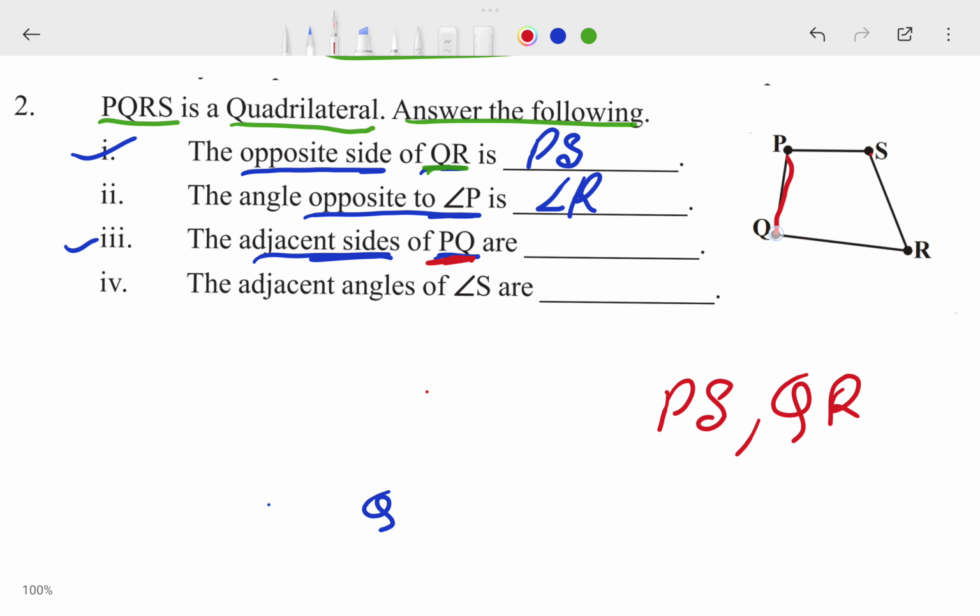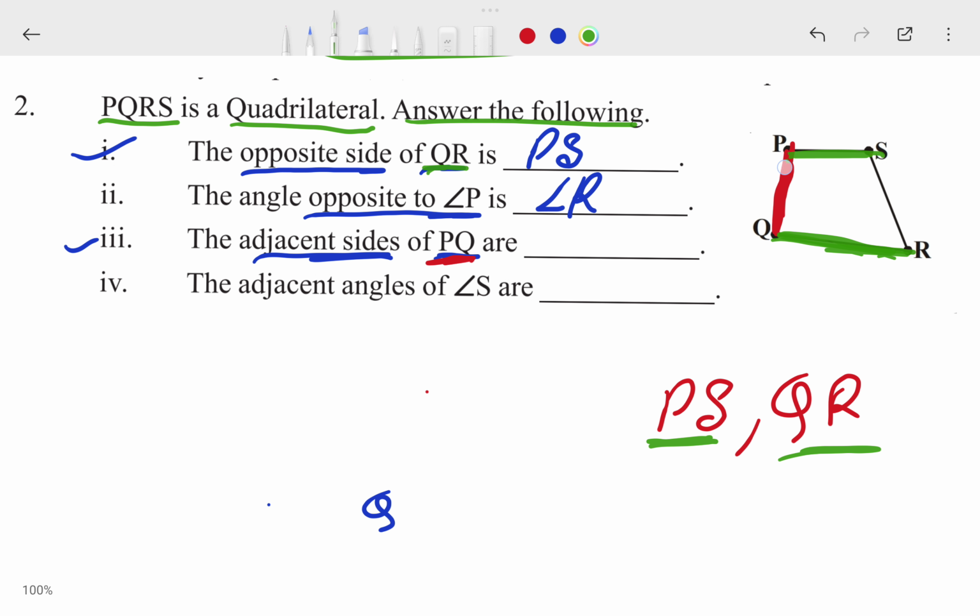Okay, it is asking about P and Q. In this line P and Q, which line is coming? In this line, two lines are intersecting. This Q and R line is intersecting in P and Q. Yes. In this line, which line is intersecting? P and S is intersecting. So these two lines intersect. In P and Q, P and S line is intersecting, one line. Okay, Q and R is intersecting. Yes, Q and R. So this is the only adjacent side.